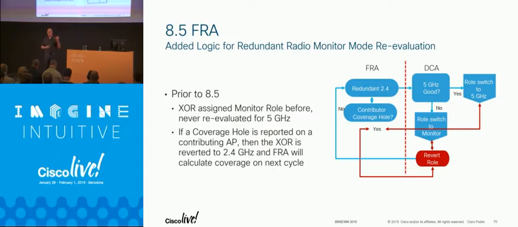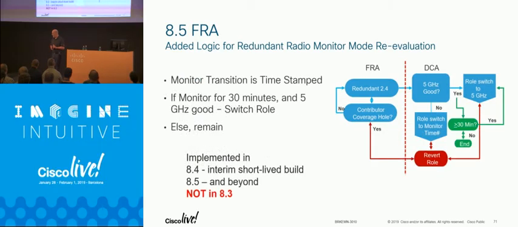And what we saw, and it usually started with 80 megahertz FRA, was this one got turned into a monitor, this one got turned into a monitor, and you look around and pretty much all the ones that were redundant were going to monitor role and staying there. Well, the only way back to 2.4 gigahertz at that point in time was if you had a coverage hole. And FRA only runs at 2.4 gigahertz, so once you got the monitor role, that was for life.